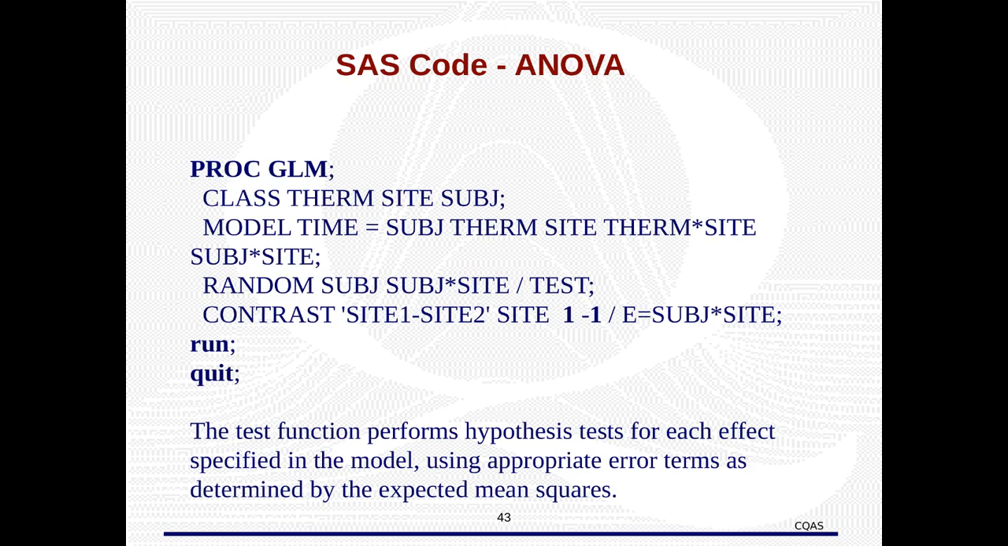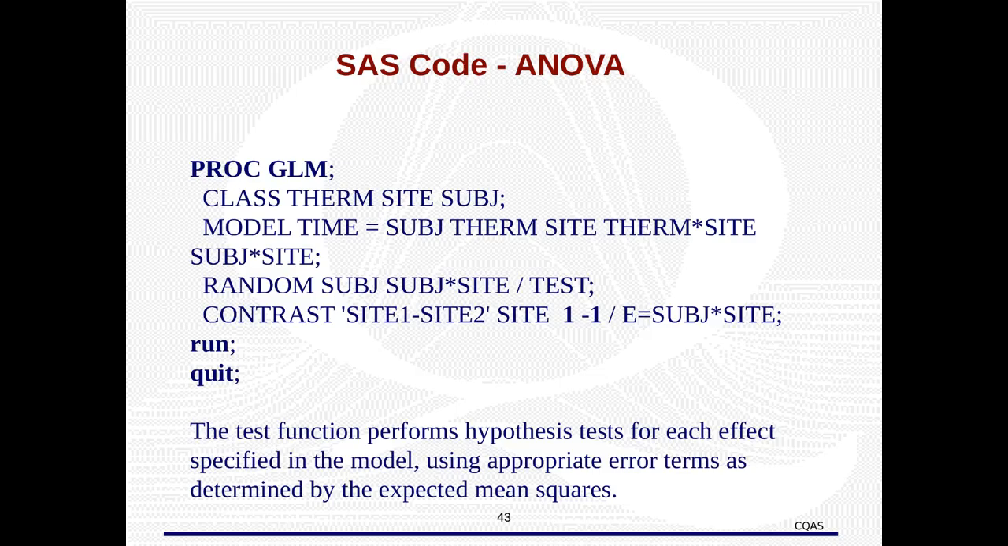Now, let's take a closer look at the random statement. This is where we specify the random effects in our model. In this case, we're including both subject and the interaction between subject and site as random effects. The test option allows us to perform hypothesis tests for each of these effects, using the appropriate error terms determined by the expected mean squares.